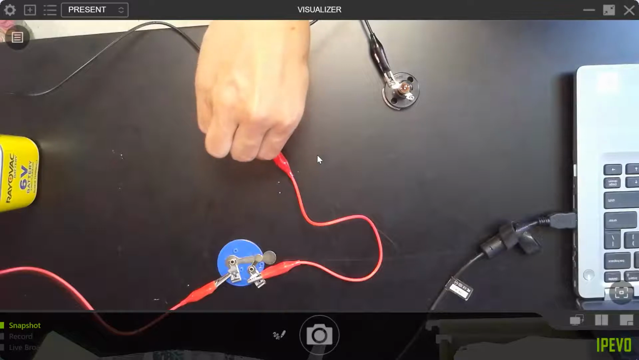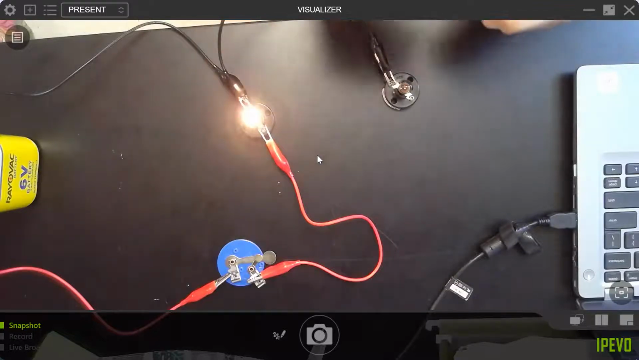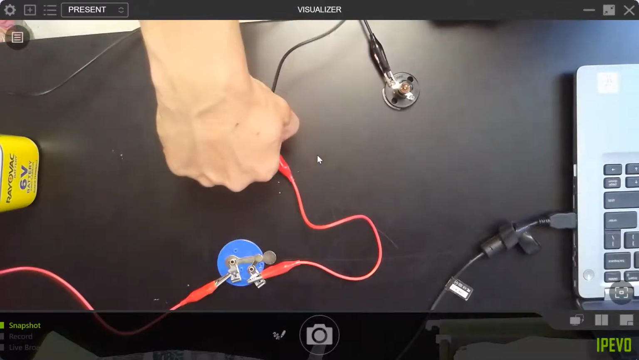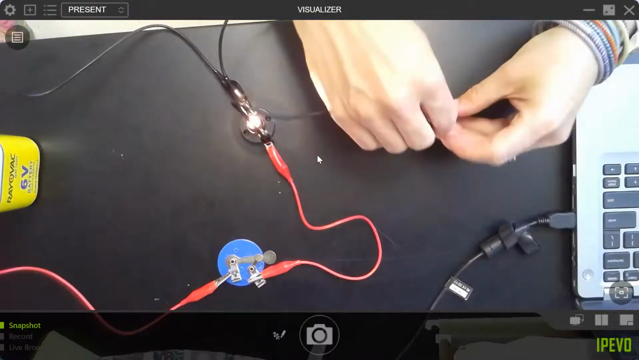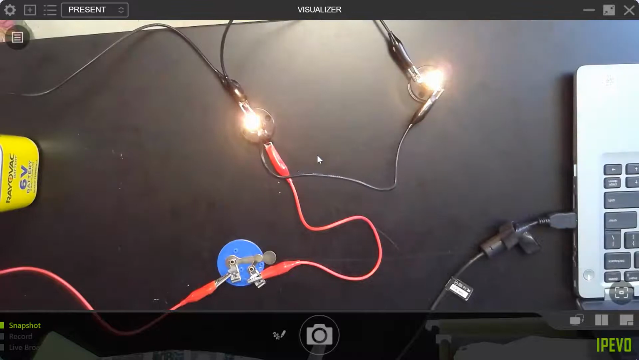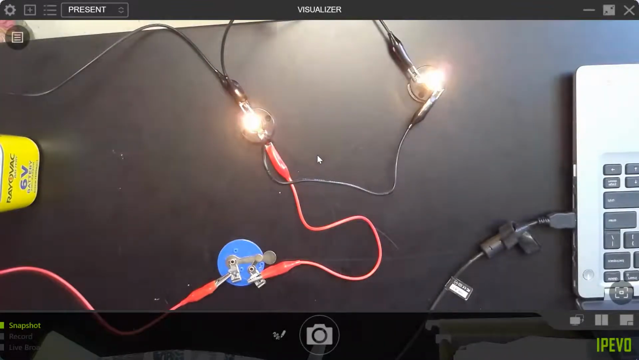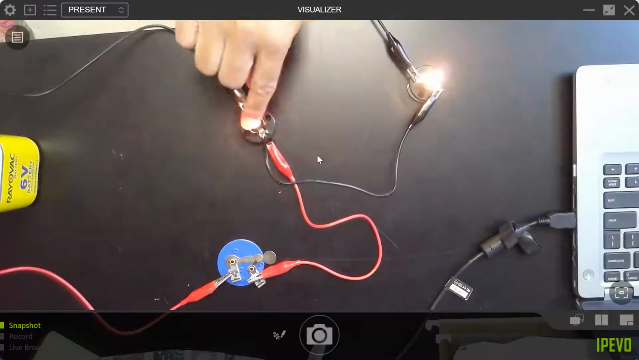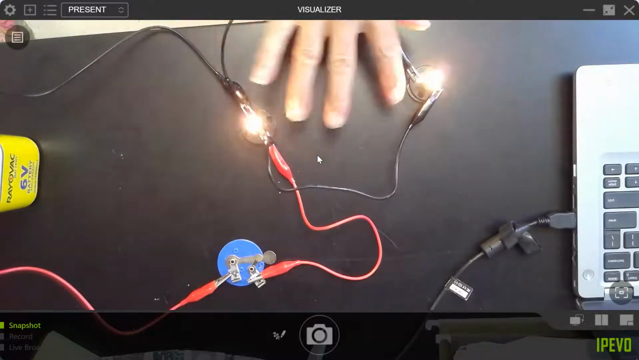Basically what's happening here, in the previous example, we had a series circuit. All the light bulbs were on the same loop together. Here, each new light bulb that I add in has its own loop. And this time we notice that the dimness doesn't happen. They stay just as bright.